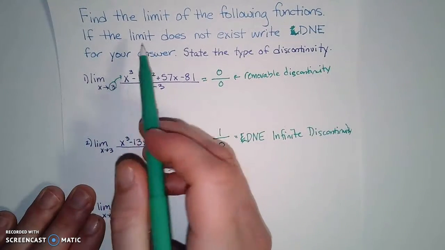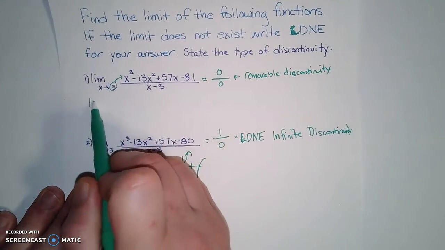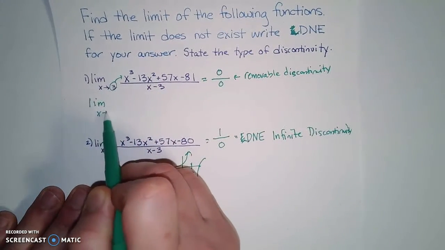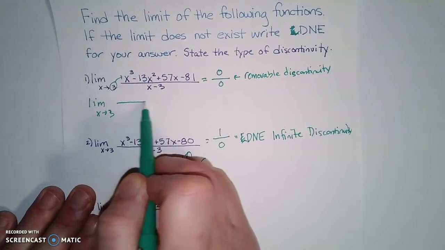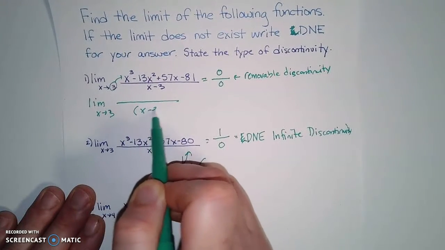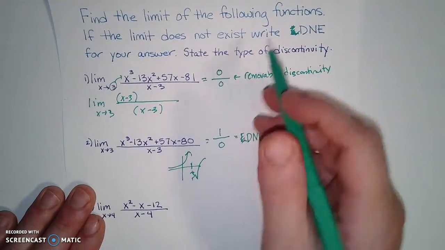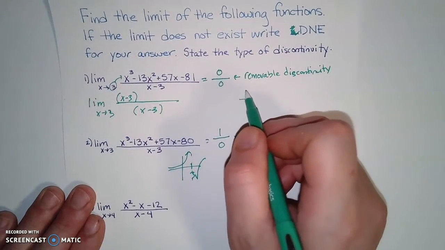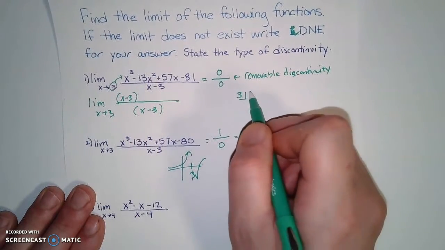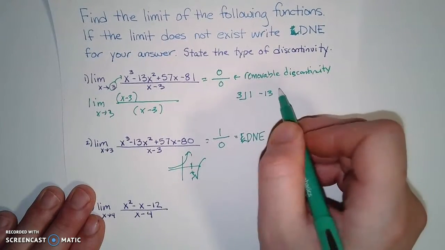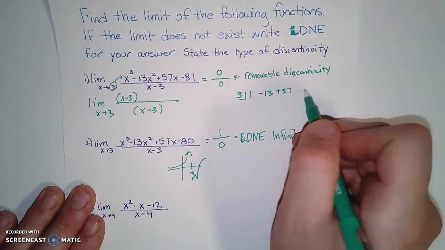I'm going to now take this one. I'm going to find the limit as x approaches 3, just like I was before. I'm putting x minus 3 on the bottom. I know x minus 3 is a factor because I got 0 over 0. I'll do my synthetic substitution. 3, 1, negative 13, positive 57, negative 81.